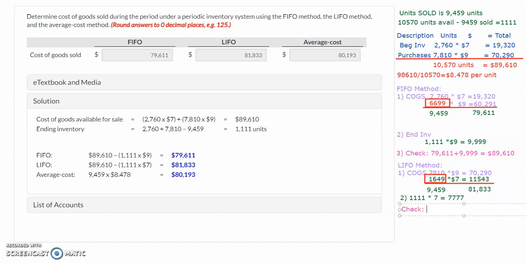And then the last method with your average cost, you just need to take the units sold times the average cost. So the last method is the easiest.